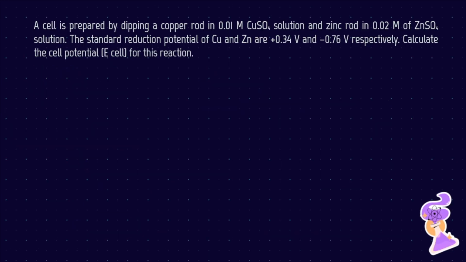Alright guys, so we are now at the final question for this week's video. Question number 8. A cell is prepared by dipping a copper rod in a 0.01 mole copper sulfate solution and a zinc rod in a 0.02 mole of zinc sulfate solution. The standard reduction potentials of copper and zinc are positive 0.34 volt and negative 0.76 volt respectively. Calculate the cell potential, which is the E cell, for this reaction.